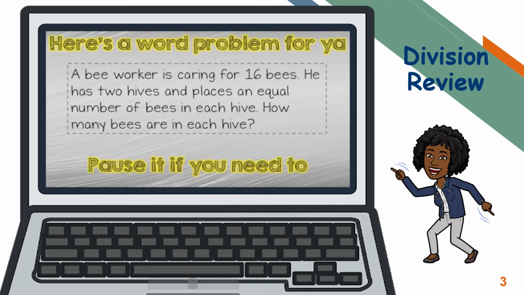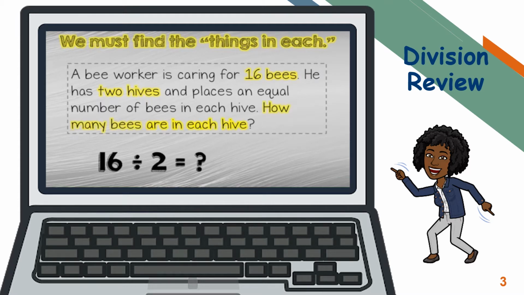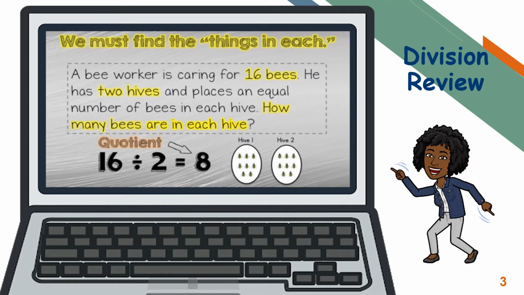Here's a word problem for you, pause it if you need to. No, really, you should probably pause it. We know the total and the number of groups. We must find the things in each. In this case, how many B's? 16 divided by 2. Let's draw it out. Divide them equally. How many B's do you see in each half? There are 8. That's our quotient.